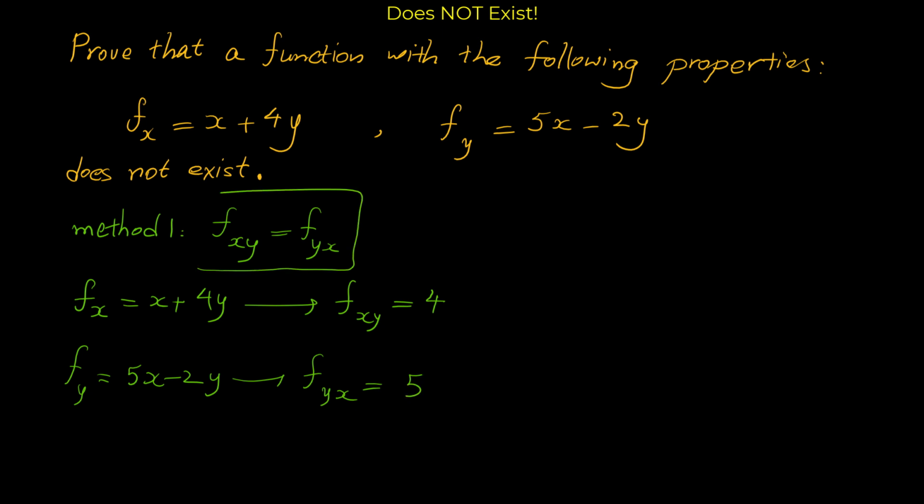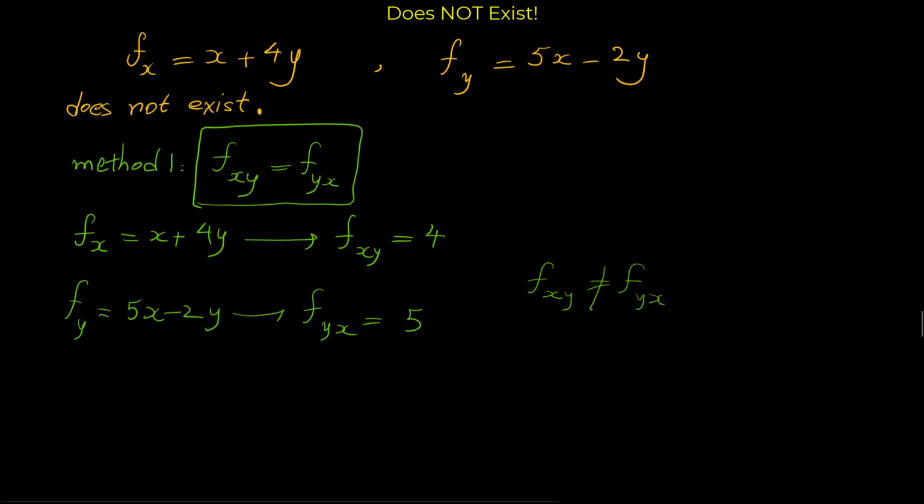But based on Clairaut's theorem, we expect that fxy be equal to fyx. But as you can see, these two values are different, so these are not equal. This means that such a function does not exist, because if a function with this property exists, then these two mixed partial derivatives should be equal. And because they are not equal, such a function cannot exist. This is one method for solving this question. There is another method by which we can show that such a function does not exist.